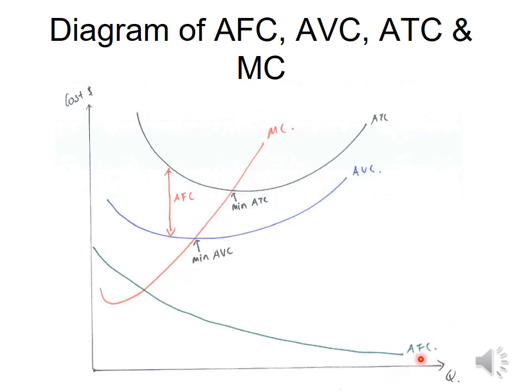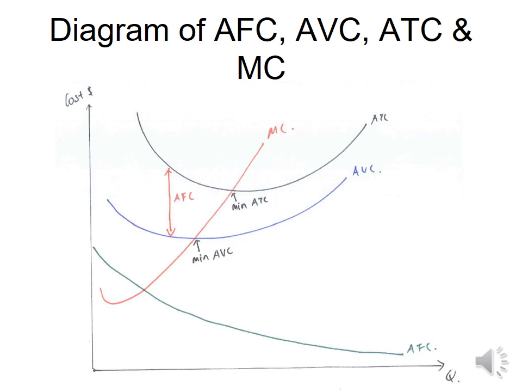Now your average fixed cost. Remember your total fixed cost is fixed, right? So when we look at average fixed, we divide it by a higher number of units, so average becomes smaller and smaller, although we never touch zero. Now we will talk more about this in the tutorial, so don't worry about this. But the three lines that we'll be using will be your average total cost curve, your average variable cost, and then your marginal cost.